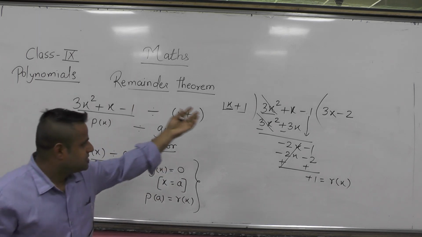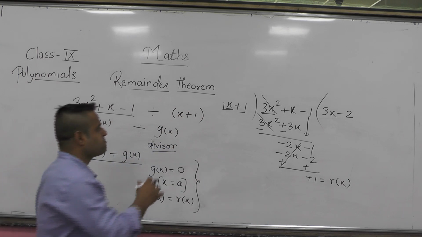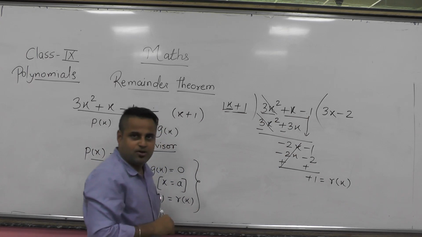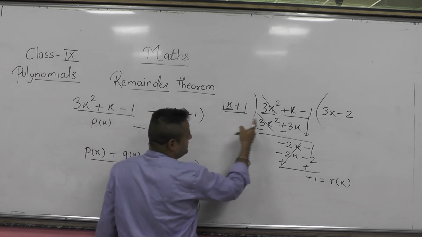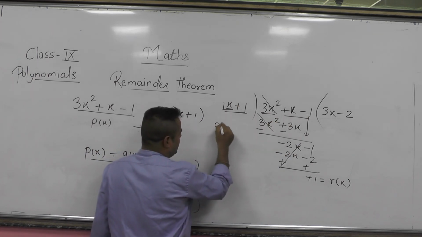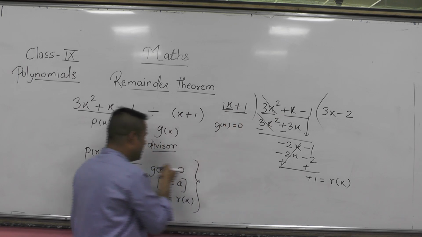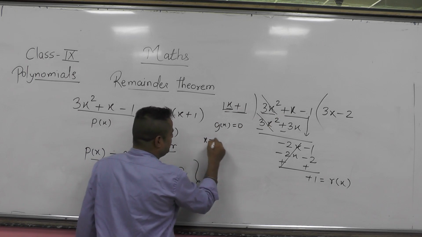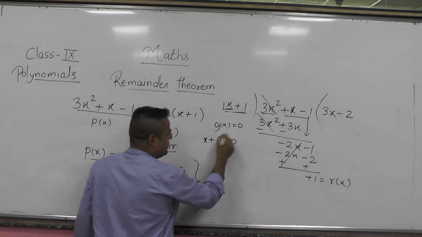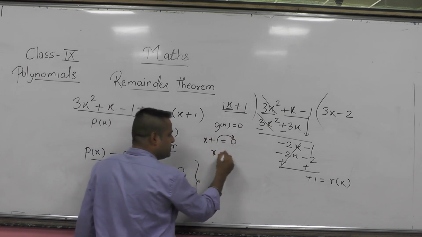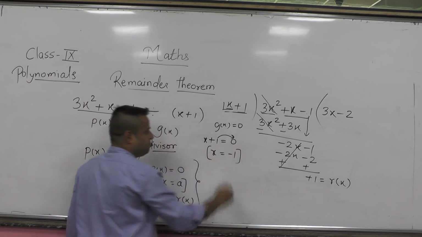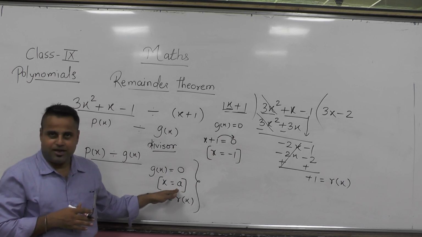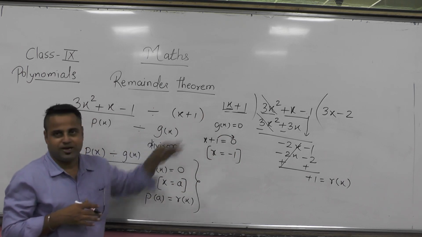We can apply this into this. Here, this is our dividend and this is our divisor. Okay, means this is px and this is gx. So gx, we are putting it 0 according to this theorem, which the remainder theorem says. So we are putting x plus 1 equals to 0. We can get the value of x here, which will result in minus 1. Okay, now this minus 1 is our a.